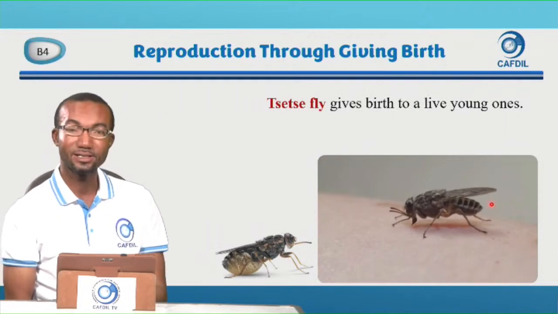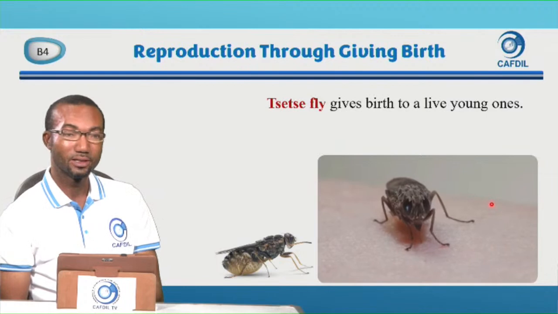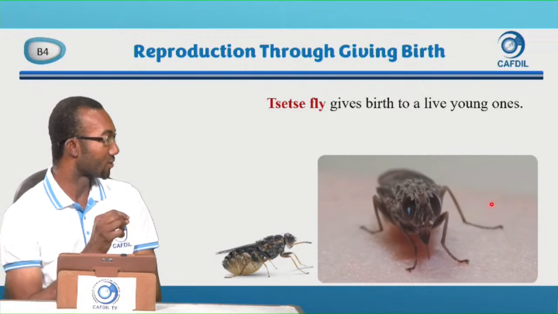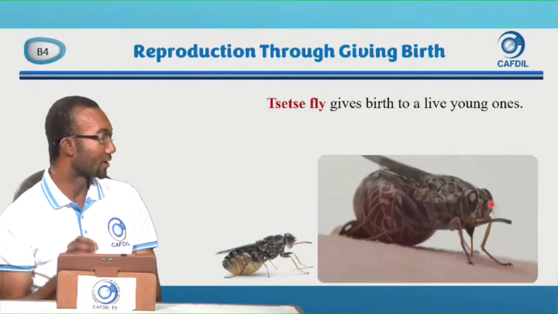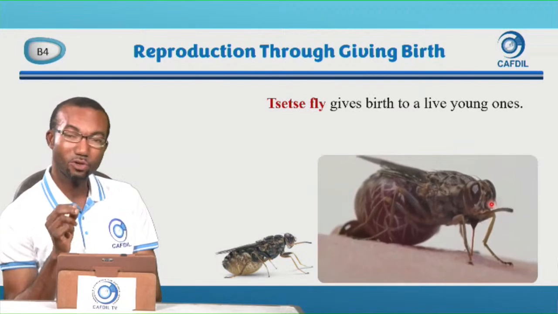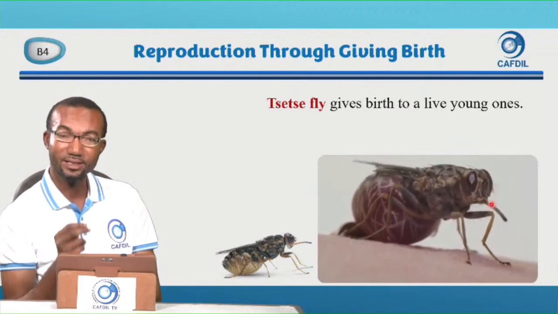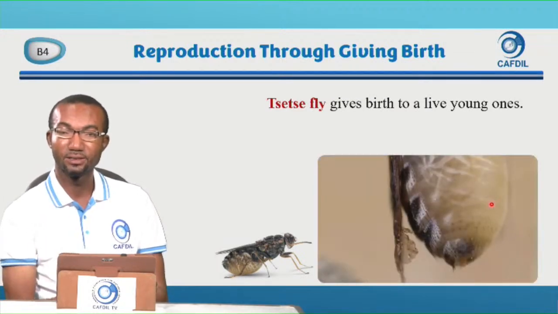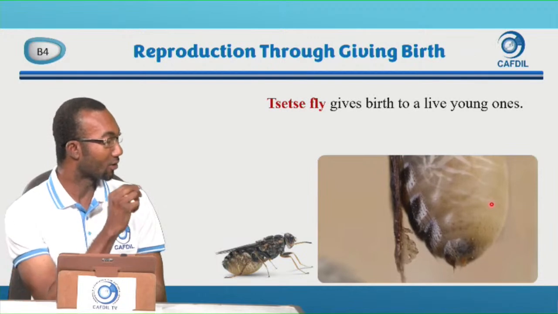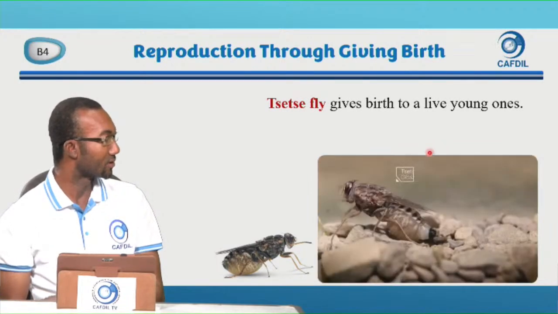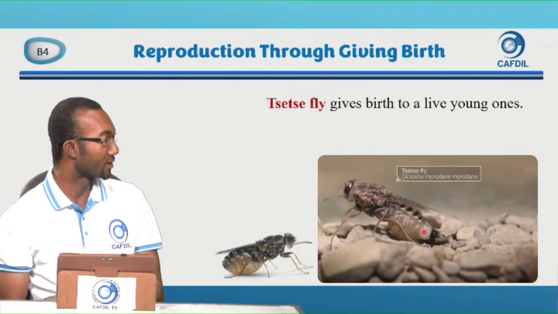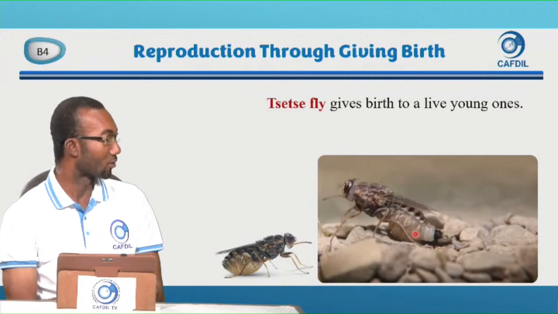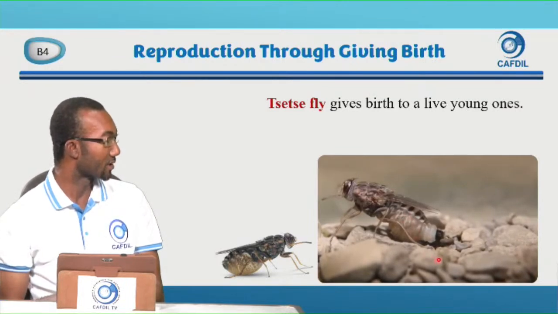And we have an insect called tsetse, and they also give birth. So this tsetse is also giving birth. And you know, they normally suck our blood and give us a disease called sleeping sickness. And they also get pregnant and they give birth. Because you see the young one. They don't lay eggs, but they give birth to their live young ones.